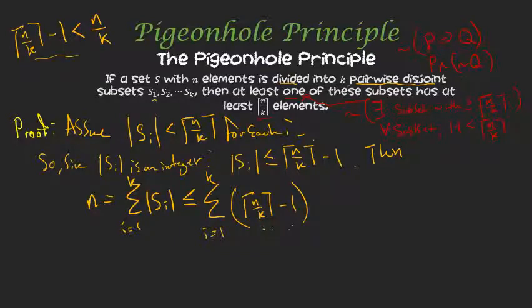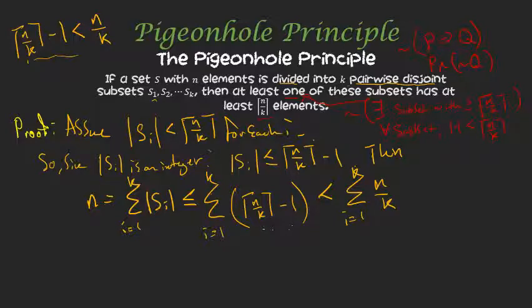Again, you can look at the book for a little more detail on why that's true, but just think of it for some examples. Think of when n over k is some fraction, and then think of it when it's an integer, and it'll work in all cases. And so what I can say then is this is strictly less than the sum from i equals 1 to k of n over k.